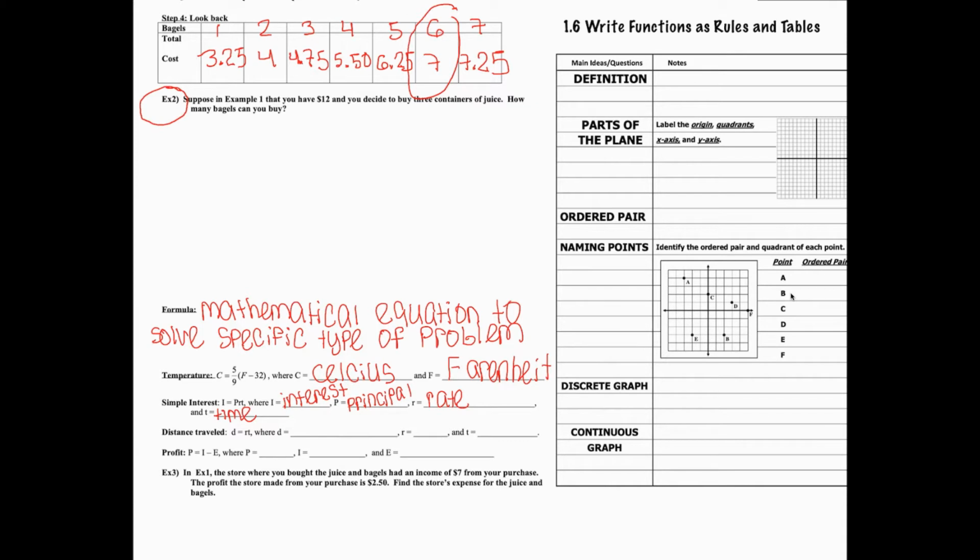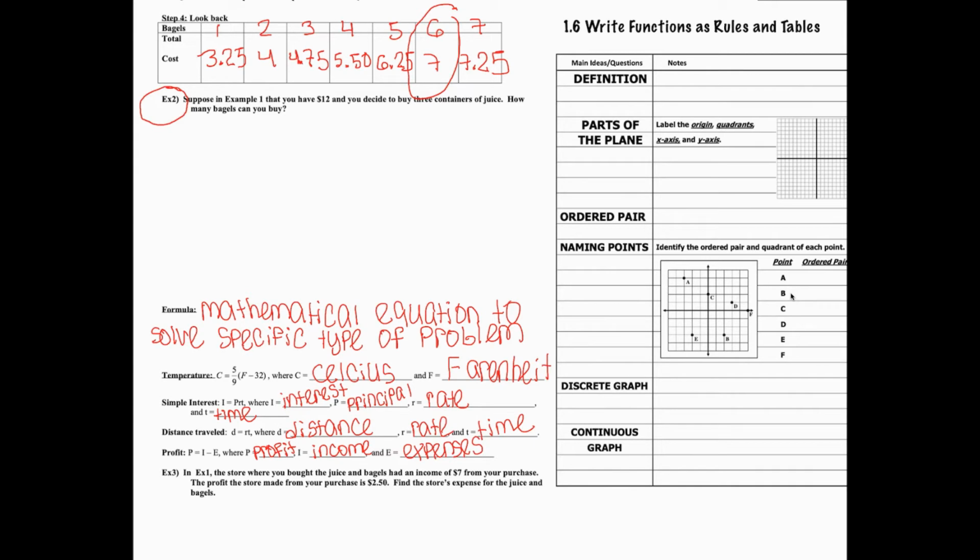Distance traveled, this is another one you've probably seen in middle school science. D is equal to RT. D is distance. R is rate. T is time. Profit, P equals I minus E. So P is profit. I is income. E is expenses.